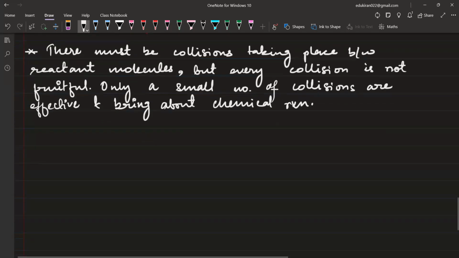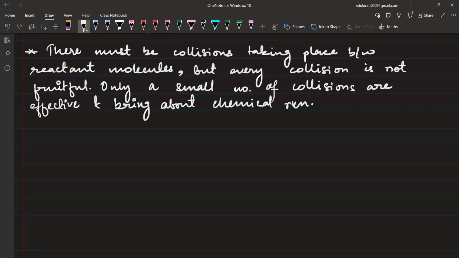Now, there are two things which control whether the collision is going to give you a product or not. First thing is that when the reactant molecules are colliding, they should collide in a proper orientation, meaning they should collide in such a manner that the reactive sites are touching each other. And that collision should also be accompanied with certain amount of energy. If the molecules which are colliding have very low energy, then that collision is not going to give you any reaction.